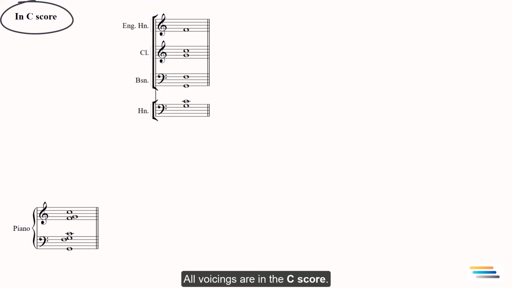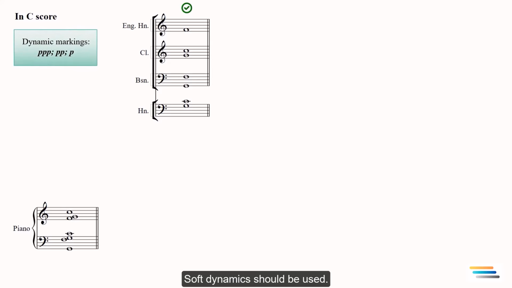All voicings are in the C score. Soft dynamics should be used. This is a nicely balanced chord with soft dynamics. I use the overlay method.